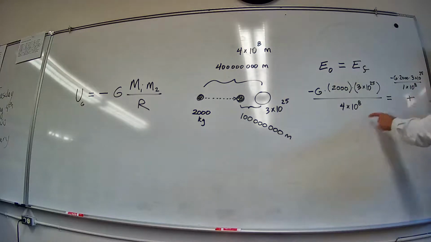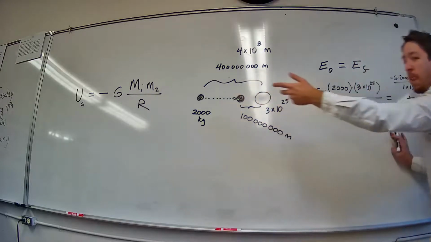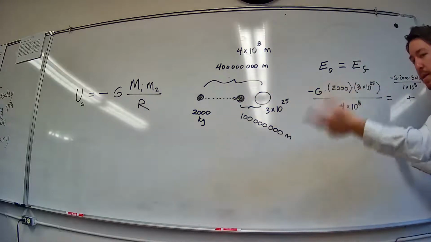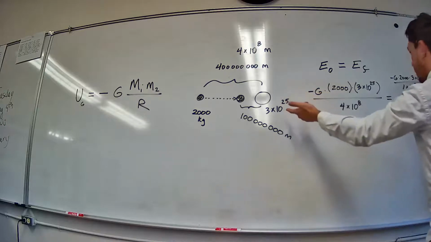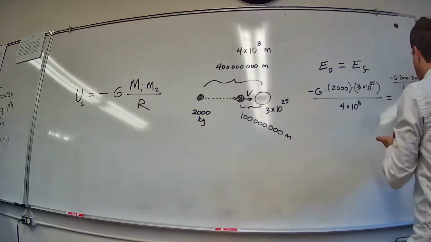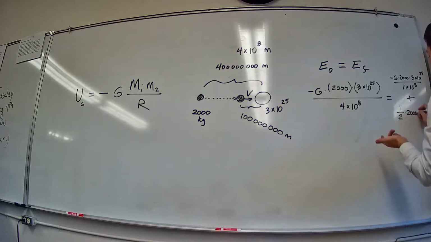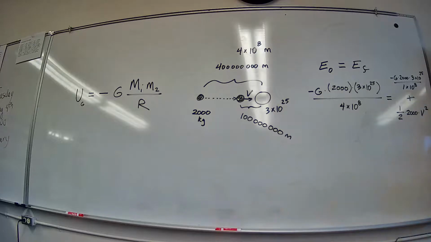And then plus, what other form of energy exists now? Kinetic. It's moving now, right? So we're solving for V. So you go plus 1/2 m v squared. Does that make sense?